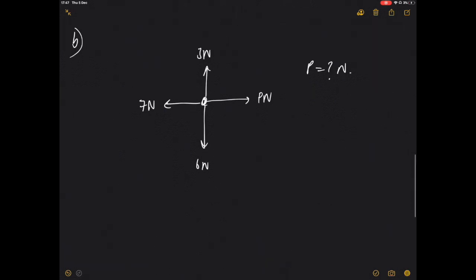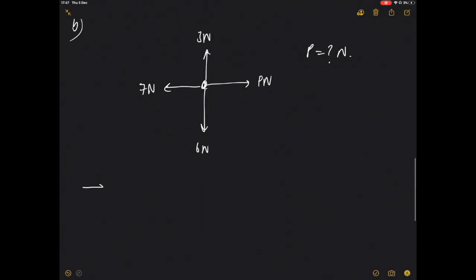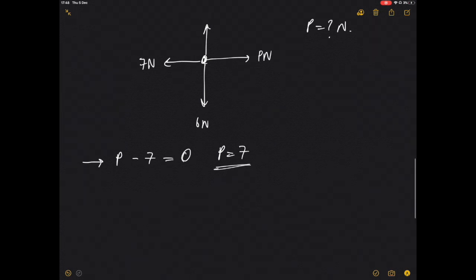So the question says that the ball is moving vertically downward. That insinuates there's no horizontal motion. So if we were to resolve that, we would say that P minus 7 must equal 0. Therefore, P equals 7. Okay, nice and easy.